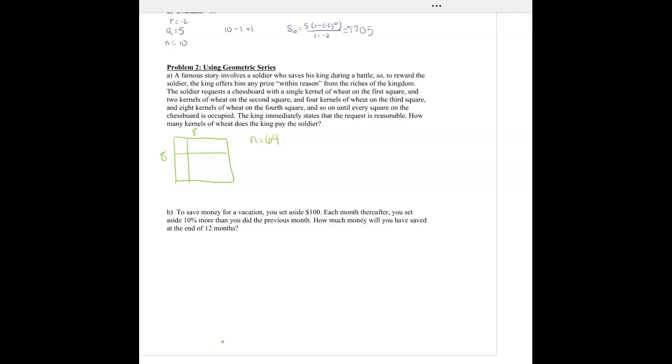I was also told that a sub 1 is a single kernel of wheat on the first square, so a sub 1 should be 1. I'm also looking at these numbers and I notice it goes 1, 2, 4, 8, all the way up to whatever number we get to. And so that means that my r is going to be 2 because I'm doubling every time.